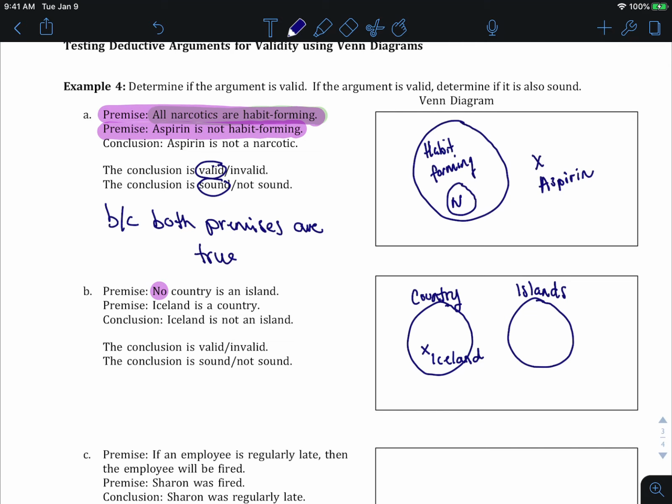All right, so in order to determine if it's valid or invalid, you just focus on your diagram. And Iceland is not inside the island circle, right? So that's why this conclusion is valid. But let's ask if it's sound. Remember, it's based off of if your premises are true. Well, no country is an island. That's not true, right? The first one I think of is Australia. So that is why it is not sound.